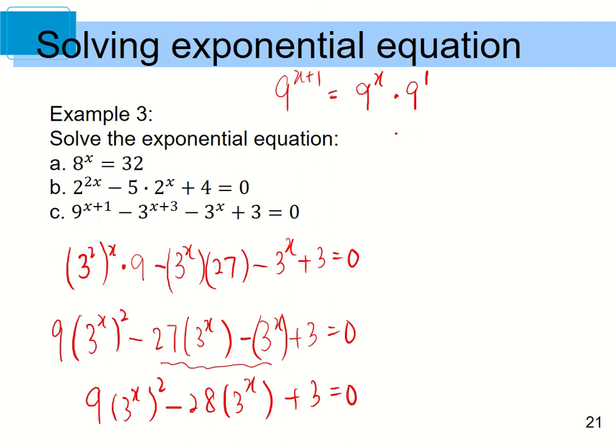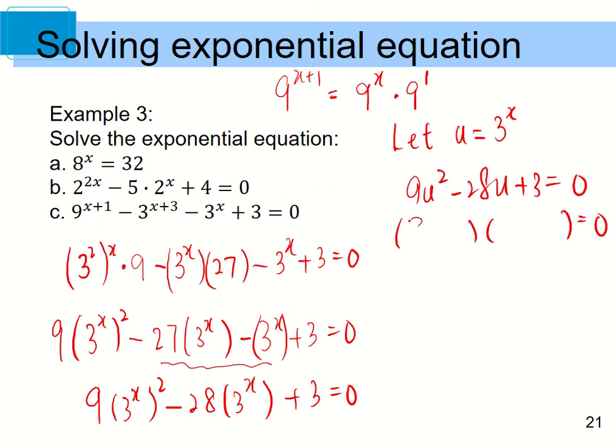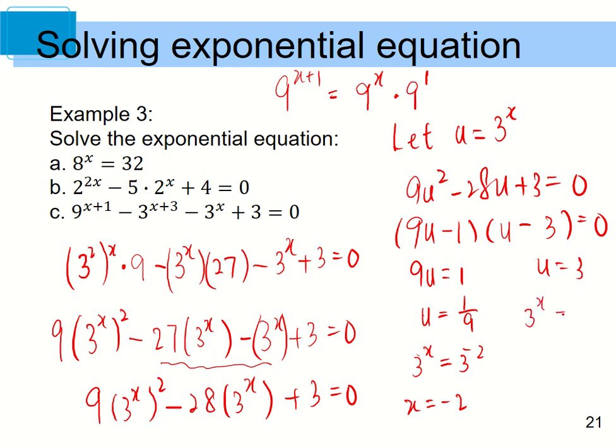Again, we let u be 3 to the power of x. So we have 9u squared minus 28u plus 3 equals 0, and we can now factorize this. We have 9u minus 1 equals 0, so u equals 1 over 9. 3 to the power of x is 3 to the power of negative 2, and x is negative 2. And here we have u equals 3, so 3 to the power of x is 3 to the power of 1, and x is 1. Therefore, x is negative 2 and 1.